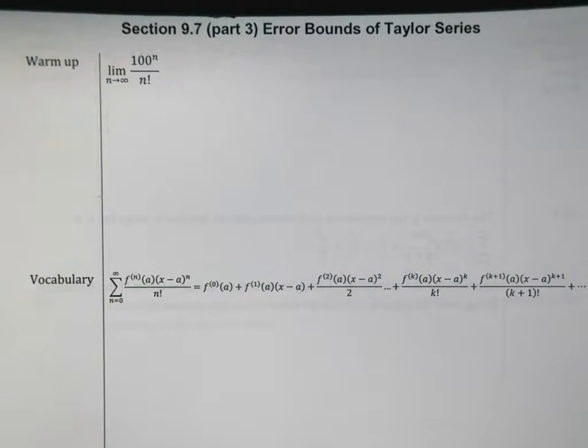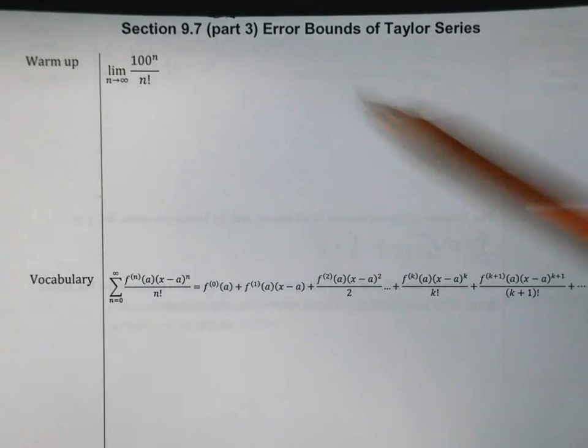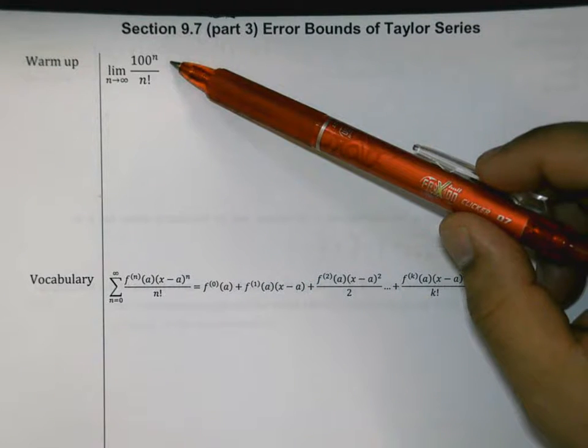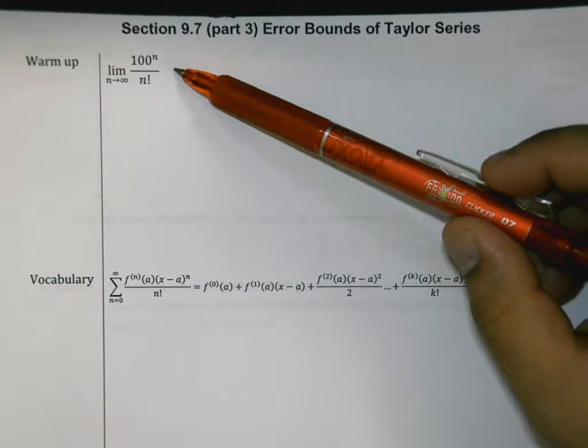Welcome to the third part here on Taylor series, and this time we are going to talk about error bounds. Before we dive into the error bounds, let's just look at this warm-up question because it will be related to some other stuff that we do later on. What is the limit as n approaches infinity of 100 to the nth divided by n factorial?